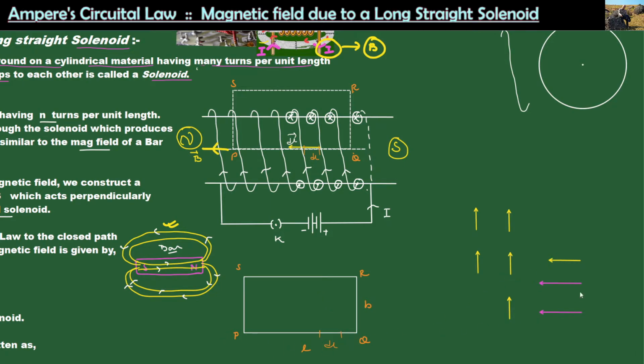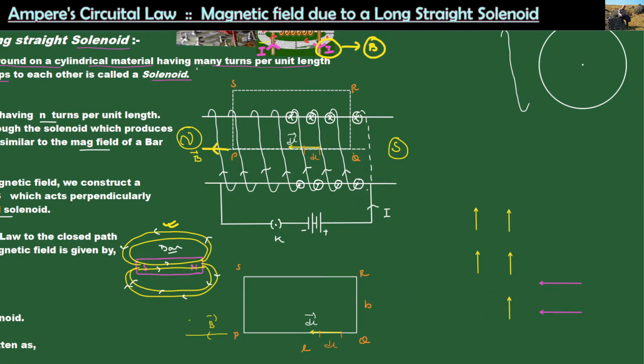Similarly, along that length PQ, if this is dl, I will take this yellow colored vector, and this yellow colored vector will represent our dl bar. And from here, since we know the direction of the magnetic field, the direction of the magnetic field is pointing in this direction. This is the direction of the magnetic field.